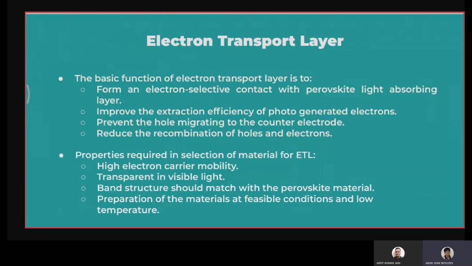And for the electron transporting layer we used TiO2. Here we see that first the sunlight hits the material, then the ETL, and we take the output voltage from the FTO.